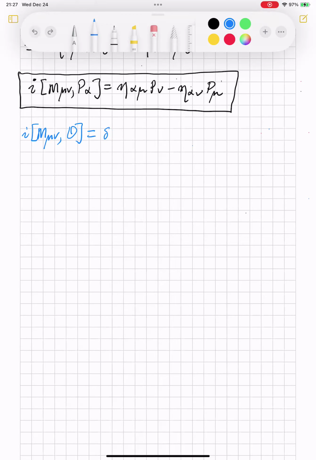And what this is telling you is how O transforms under a Lorentz transformation. Okay, so that's what this commutator is telling us. Now, why is this an interesting thing to pay attention to? Well, for the following reason.